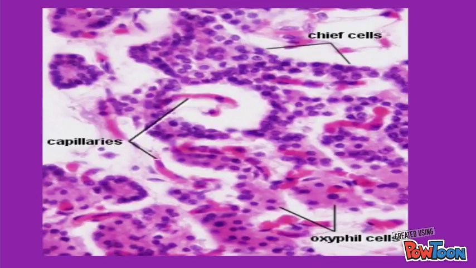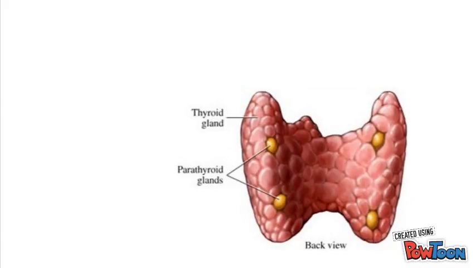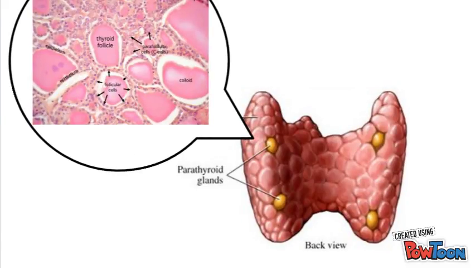With that in mind, the chief cells are the cells that synthesize and secrete parathyroid hormone, which is responsible for maintaining the calcium balance. As for the oxyphil cells, they increase in number with aging. However, the function of the oxyphil cells is still unknown. On the other hand, let's take a closer look at the thyroid gland.